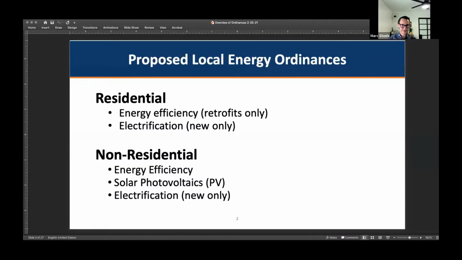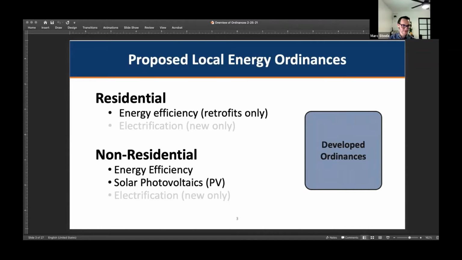So as Crystal had mentioned, there's really five energy-related ordinances or requirements that would apply to qualifying existing and or new development within the city. Two are specific to residential buildings, and this includes a residential retrofit energy efficiency requirement and a new construction electrification requirement. Three are then specific to non-residential buildings, and this includes an energy efficiency and solar PV requirement and an electrification requirement. The energy efficiency and solar PV requirements would be for both qualifying existing construction as well as new construction, whereas the electrification ordinance would be for new construction only.